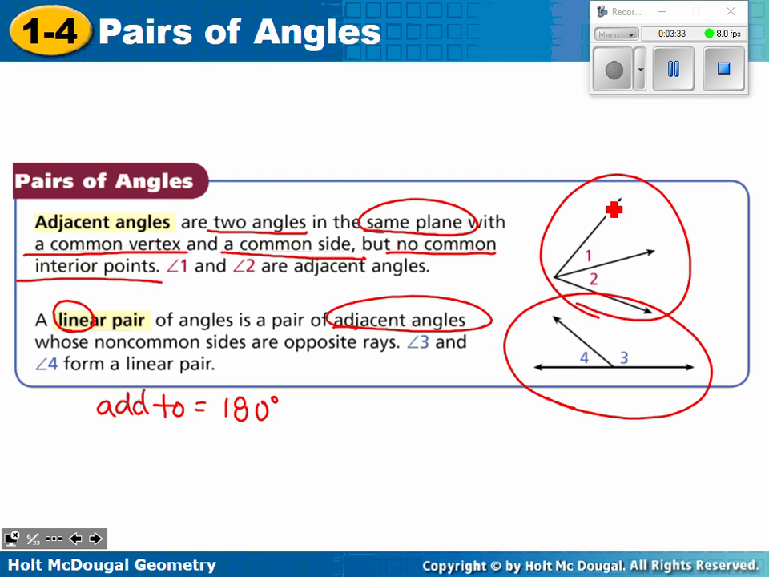Okay, and they may not tell you that. They may give you a problem like we learned last class period. They may say this is 2x plus 3, and this is 5x plus 6. And that means I can add them together and set them equal to 180, right? So that's a linear pair. They form a straight angle, a straight line.